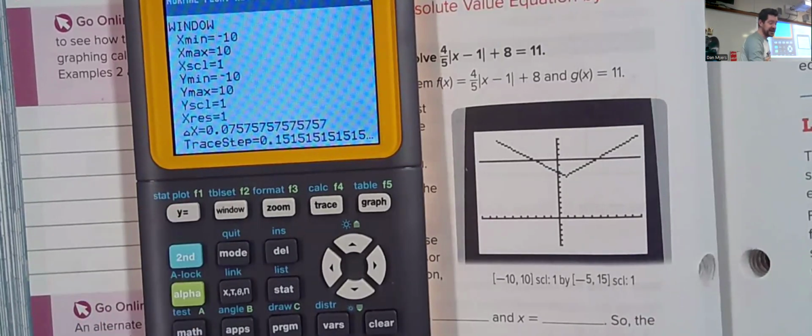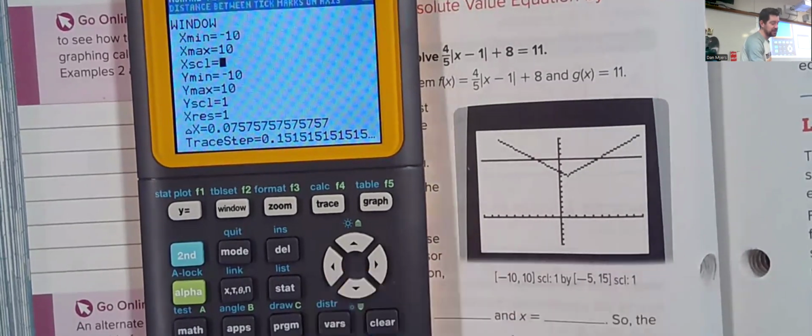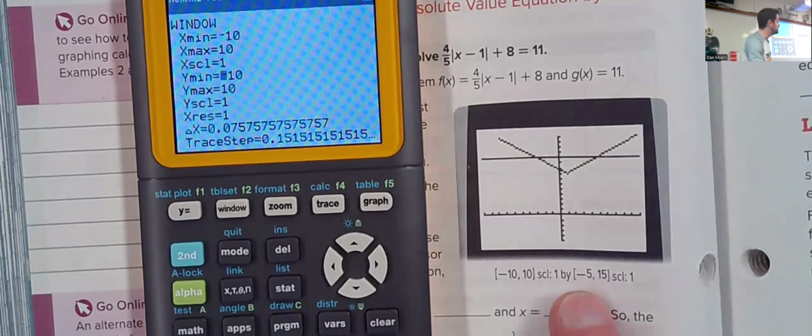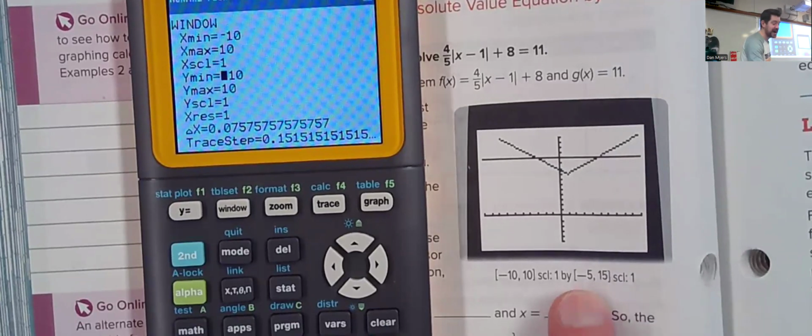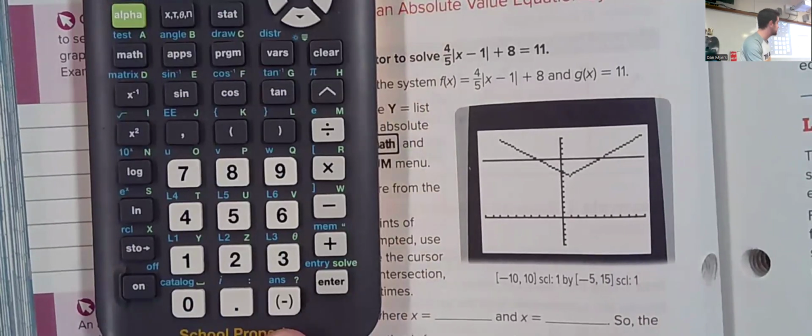X minimum, -10, that's what we have here, so keep that. X maximum is 10, keep that. Scale is 1, keep that. The y minimum, on the other hand, we need to change from -10 to -5. And remember, your negative button is down by the decimal. It is not the same as the -1, so -5.